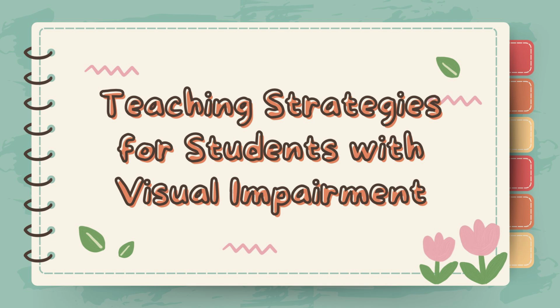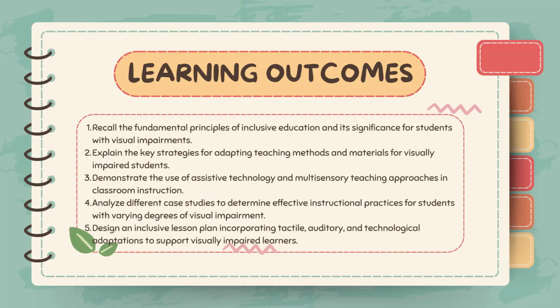By the end of this module, students will be able to recall the fundamental principles of inclusive education and its significance for the students with visual impairments, explain the key strategies for adapting teaching methods and materials for visually impaired students, demonstrate the use of assistive technology and multisensory teaching approaches in classroom instruction, analyze different case studies to determine effective instructional practices for students with varying degrees of visual impairment, and design an inclusive lesson plan incorporating tactile, auditory, and technological adaptations to support visually impaired learners.